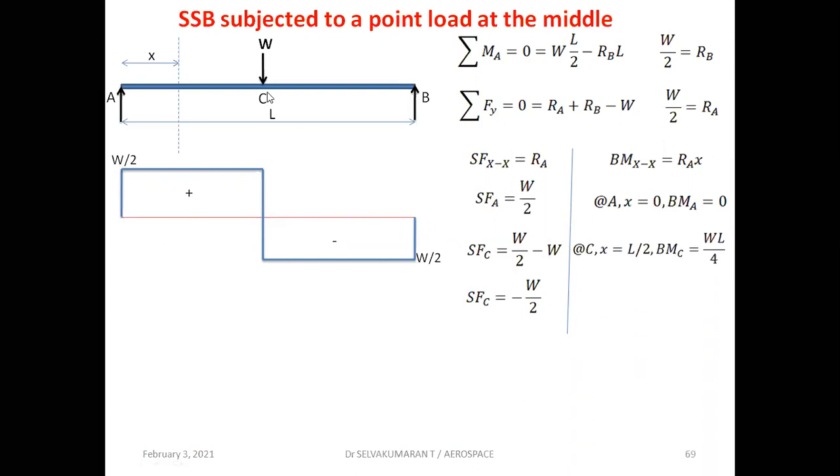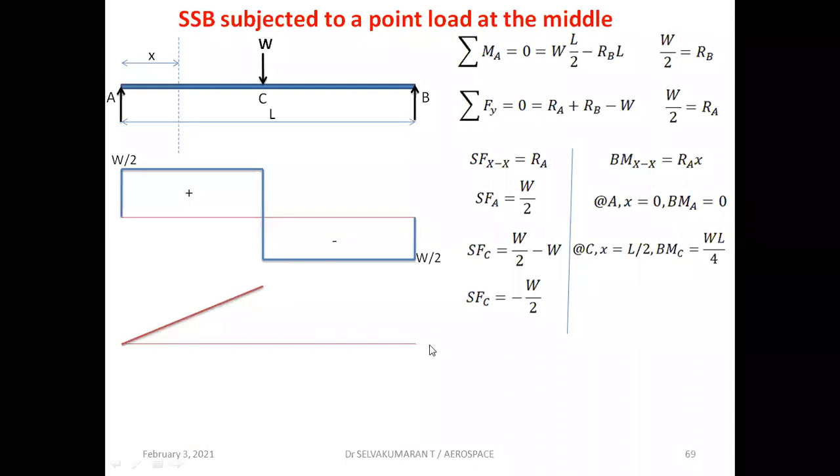Then at x equal to L by 2, substitute x equal to L by 2 here, you will get W by 2 into L by 2, WL by 4, which is the bending moment at point C. This is the baseline, here the bending moment is 0. The nature of the bending moment diagram for a point load is a triangle. At C, it is WL by 4. Simply draw a straight line.